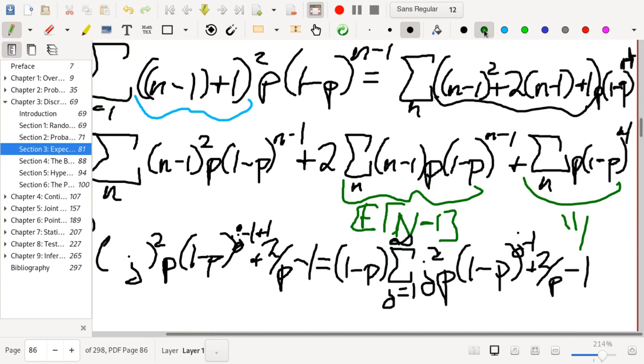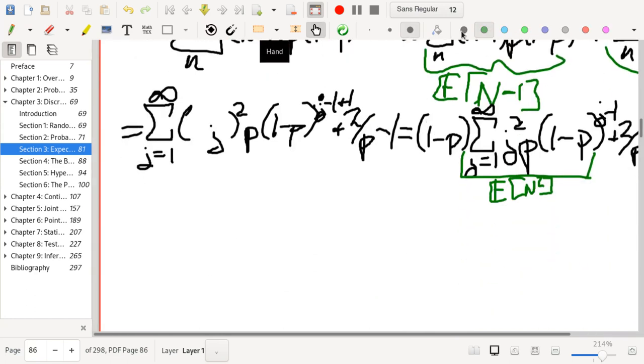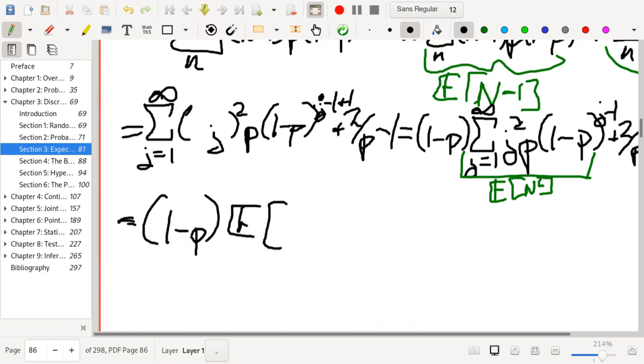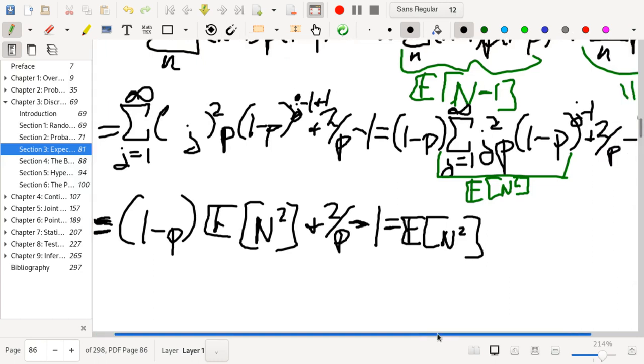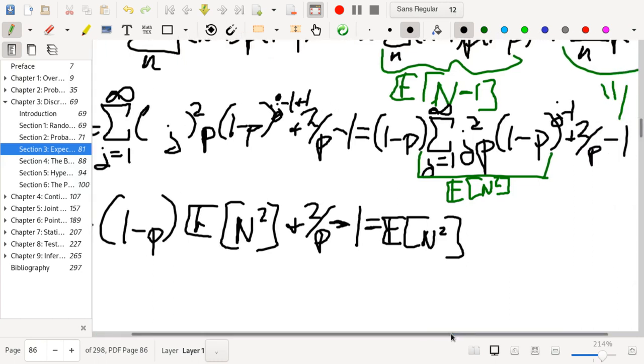This term right here is the expected value of n squared. Oh, look at that. So we get to say that this is going to be 1 minus p times the expected value of n squared plus 2 over p minus 1. And as a reminder, at the very beginning of this long statement of equalities is the expected value of n squared. Oh, look at that. We can do some algebra now. For instance, we can subtract from both sides the expected value of n squared.